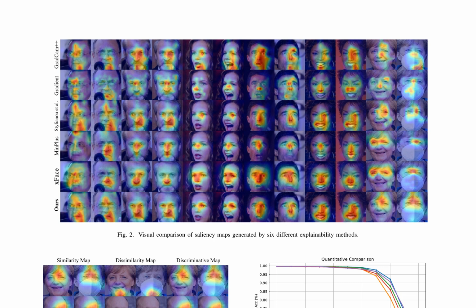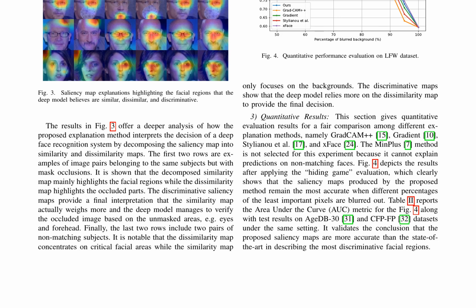The results show that the similarity map primarily highlights facial regions, whereas the dissimilarity map focuses on occluded parts. This decomposition allows for a more nuanced interpretation of the model's decision-making process, revealing that the deep model verifies the occluded image based on unmasked areas such as the eyes and forehead in instances of matching subjects. In cases of non-matching subjects, the dissimilarity map concentrates on critical facial areas, while the similarity map focuses on the backgrounds.